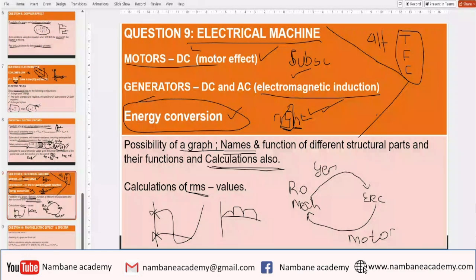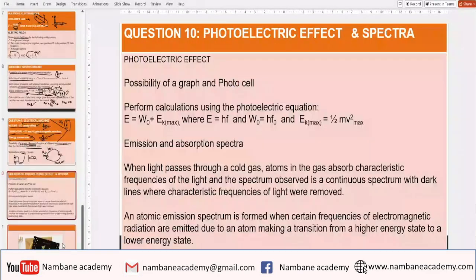It is very important that we give the structures, and then out of those structures, they can get the function and the name of each and every part that we are having. Other than that, we go to the last question, which we hope is going to be the same as last year. It is going to be on the photoelectric effect, and then the spectrum.